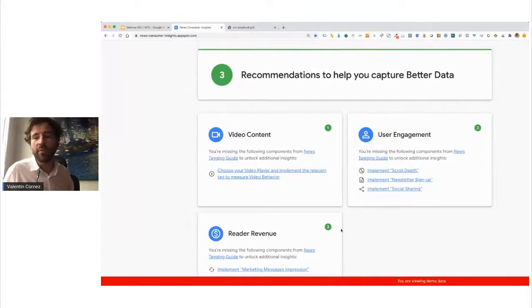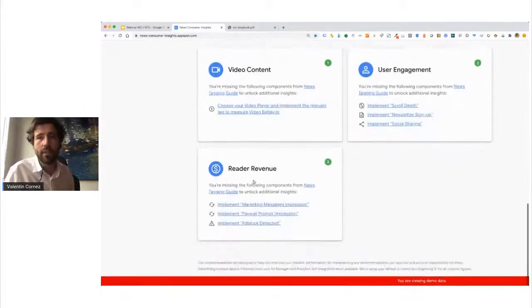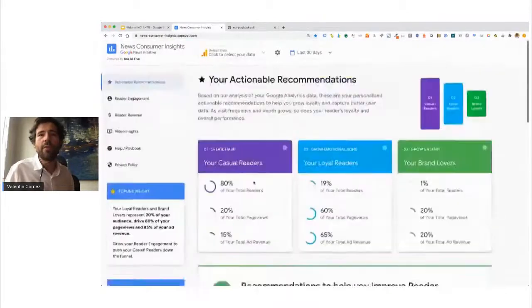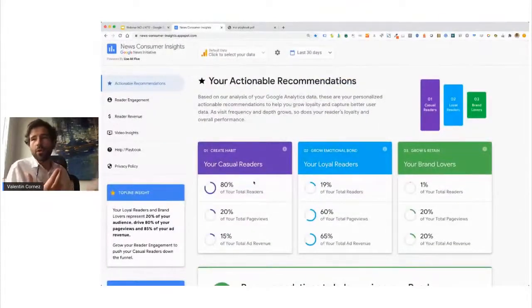If you implement those tags, obviously, you won't see this recommendation appear. You might see only, for example, scroll depth because you would have implemented the NTG video tag. So that's pretty much it. That's the first page. In an ideal world, you would just visit that page, look at the recommendations, implement them, and activate those recommendations.